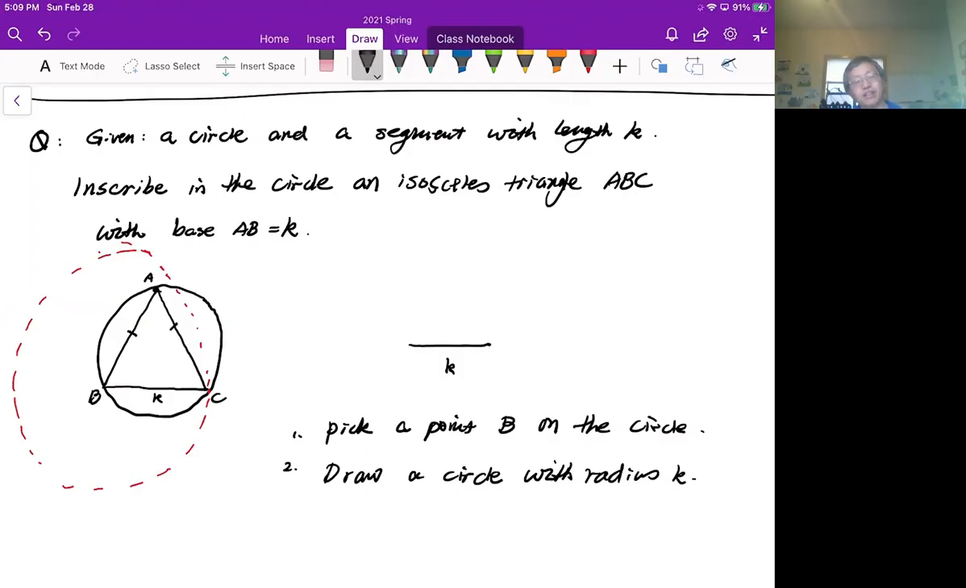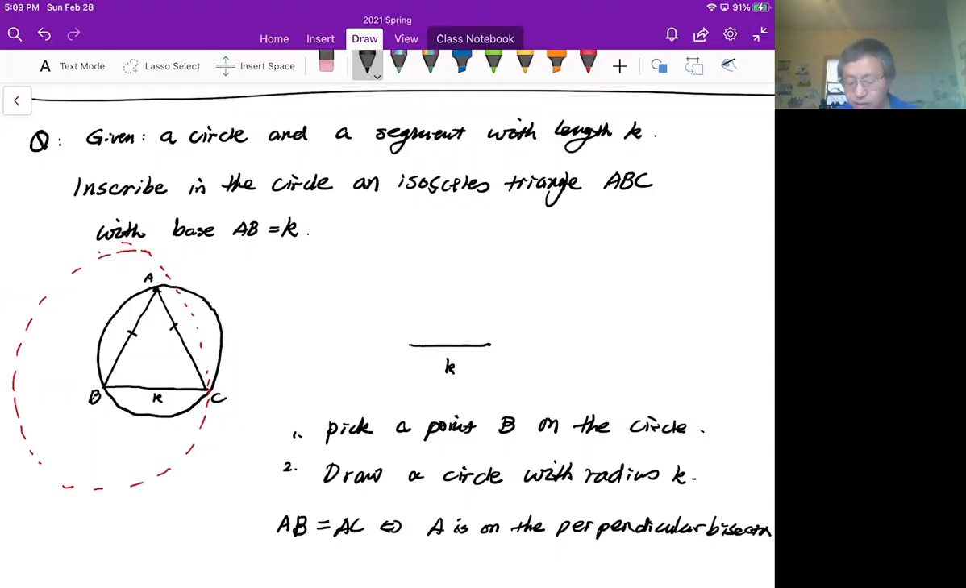So how could I get the point A? Where to get the point A? That's a condition of the AB. So I need the condition AB equals AC. But what does that mean? This means A is on the perpendicular bisector of the BC.